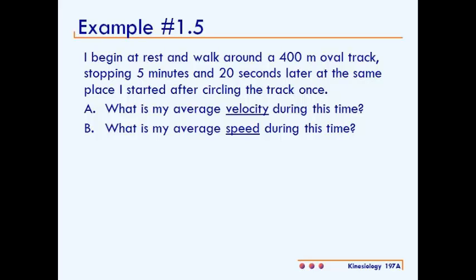In this video, we are going to work example 1.5. Example 1.5 states, I begin at rest and walk around a 400-meter oval track, stopping 5 minutes and 20 seconds later at the same place I started after circling the track once. In part A, you're supposed to find the average velocity during this time, and in part B, you're supposed to find the average speed during this time.